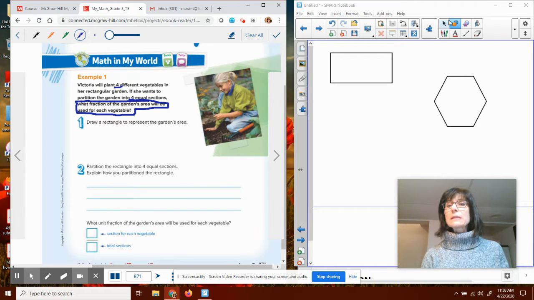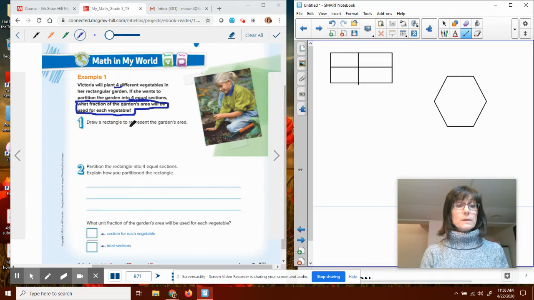You could do this a number of ways. Mrs. Swint might want to go ahead and do it this way, just like 4, and I'm trying to make it as equal as possible. You could also have done it 4 ways this way, 4 lines down, as long as they're equal. Now, explain how I partitioned this rectangle. I drew a line vertically and I drew a line horizontally.